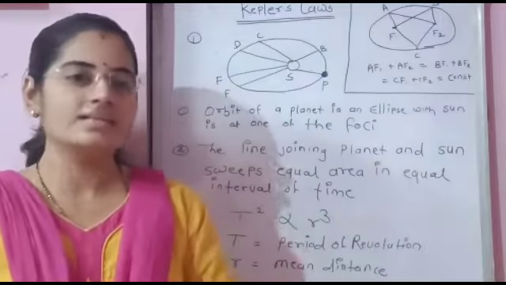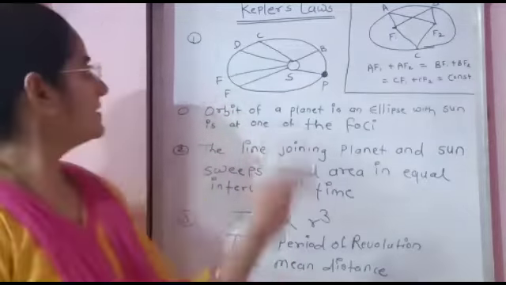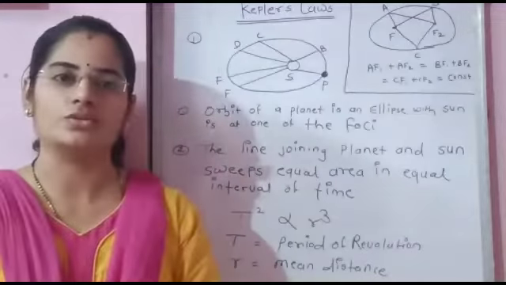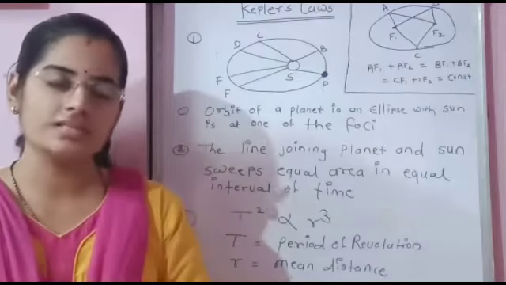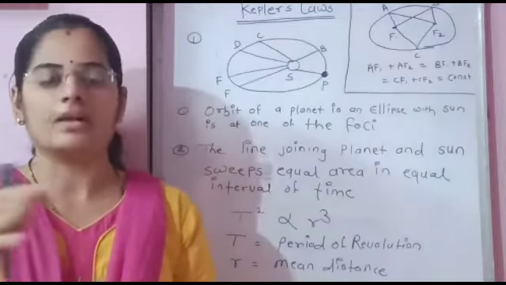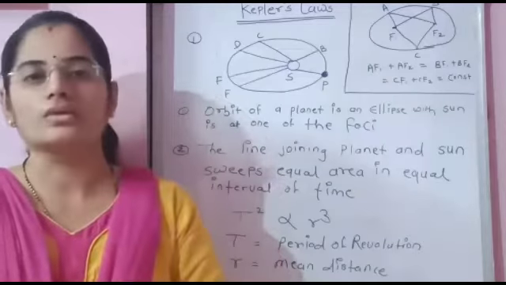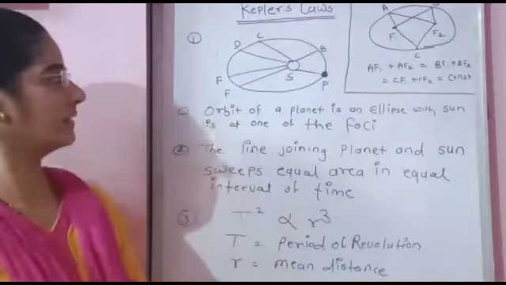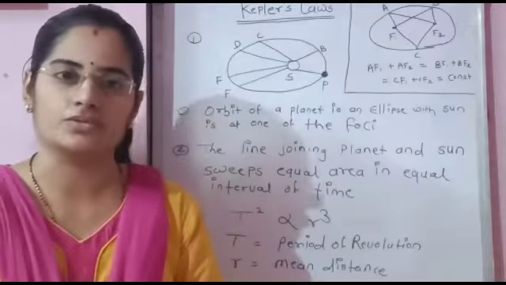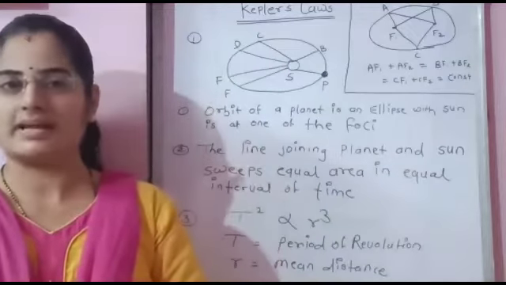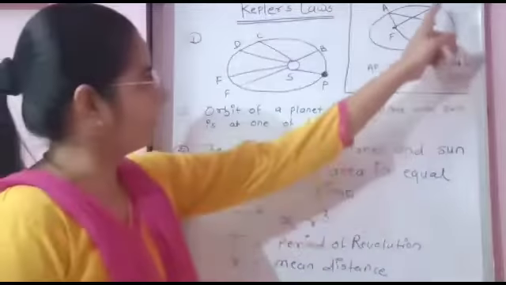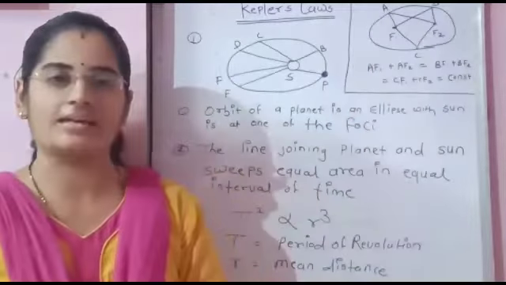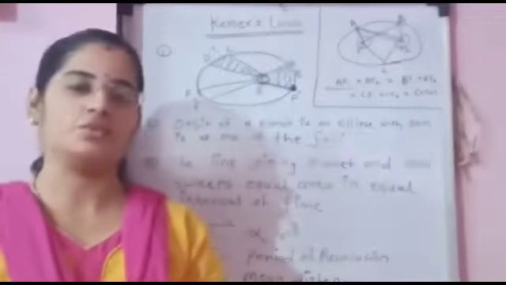Now, in this lecture, we study a new topic, that is Kepler's laws of planetary motion. Kepler studied planetary motion, which means the planets revolving around the sun must follow some laws, and these laws are nothing but Kepler's laws of planetary motion. In these laws, one important thing we have to study is this diagram, which is called an ellipse. Let us learn the three Kepler's laws of planetary motion.